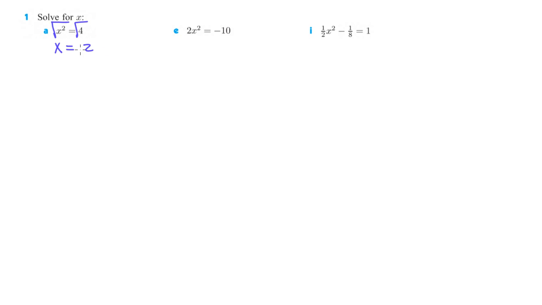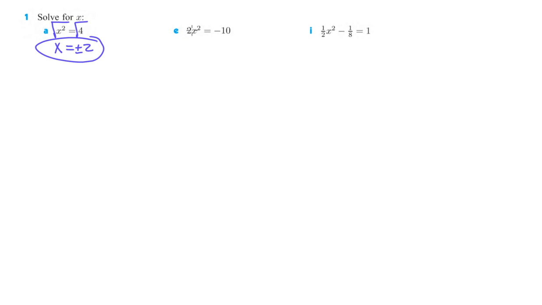Now, super important, on this here, it can actually be plus or minus 2, because 2 squared gives us 4, and so does negative 2 times negative 2, or negative 2 squared also gives us 4. So we get plus or minus 2 on that one.